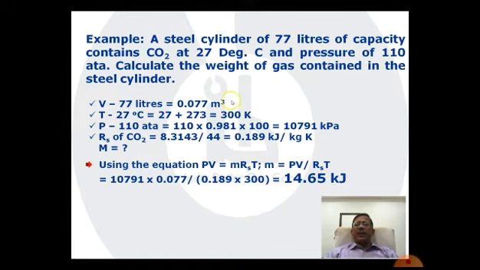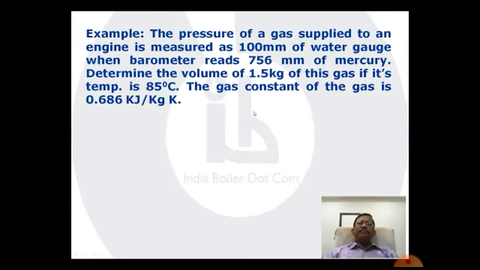In this example, what can go wrong? One thing definitely can go wrong. If you forget to convert the temperature from degree centigrade to Kelvin, the whole calculation will go wrong. Okay. Now, let us take another example.